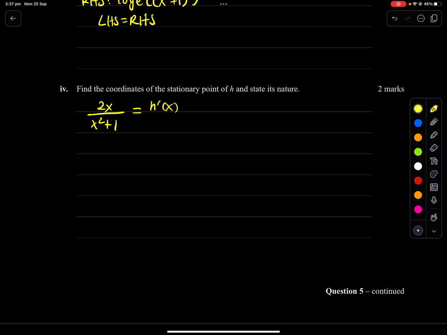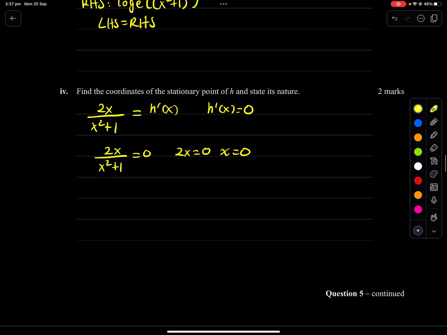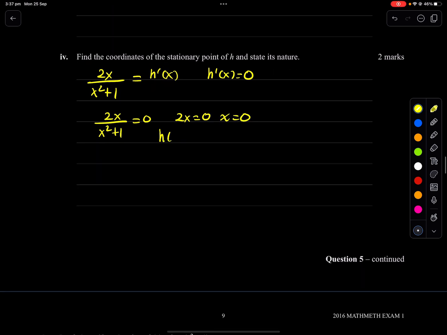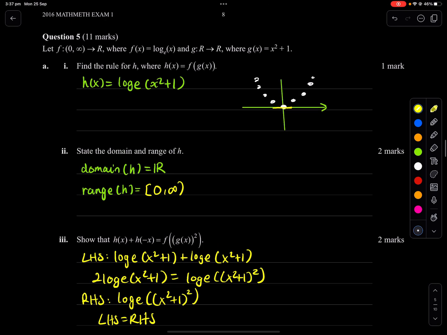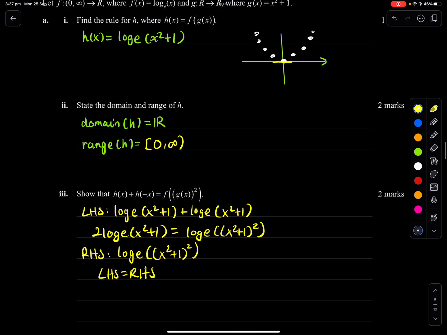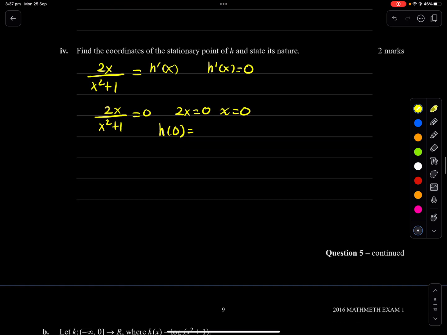So we want the coordinates of a stationary point. So we want h dash of x to actually equal 0. So 2x over x squared plus 1 equals 0. What's 2x equals 0? x must therefore equal 0. That's a stationary point. So if we sub in, what's h of 0? It's actually 0. So your coordinate is 0, 0.